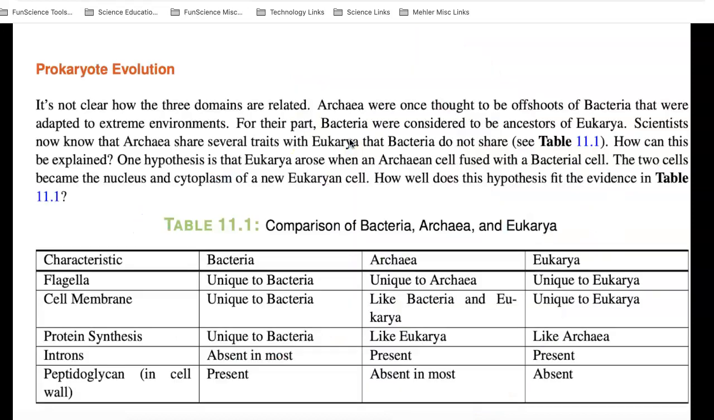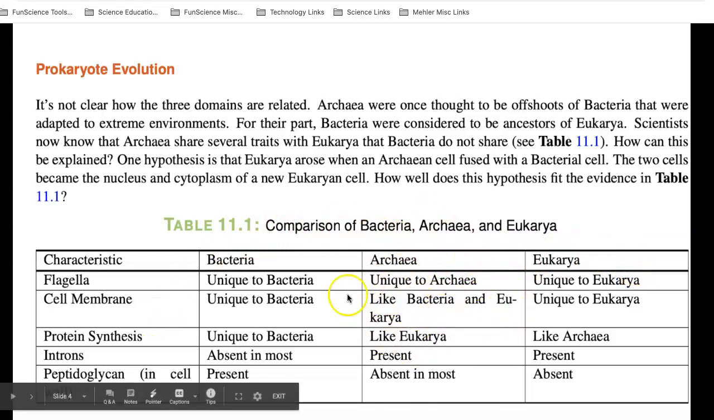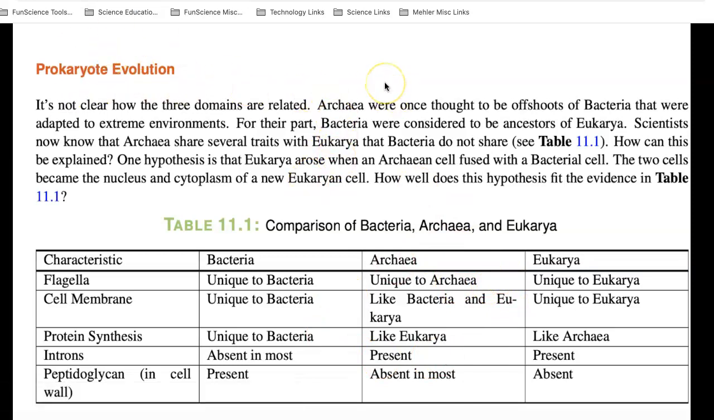We'll see that in a chart upcoming. Take a look at this chart at the bottom. We look at the characteristics: the flagella, that's the appendage that beats and transports many cells, the cell membrane, protein synthesis, introns, and peptidoglycan. So look at our three columns here: bacteria, archaea, and eukarya. And you'll notice that archaea has some unique characteristics. You should read through this. You should also read on prokaryotic evolution.